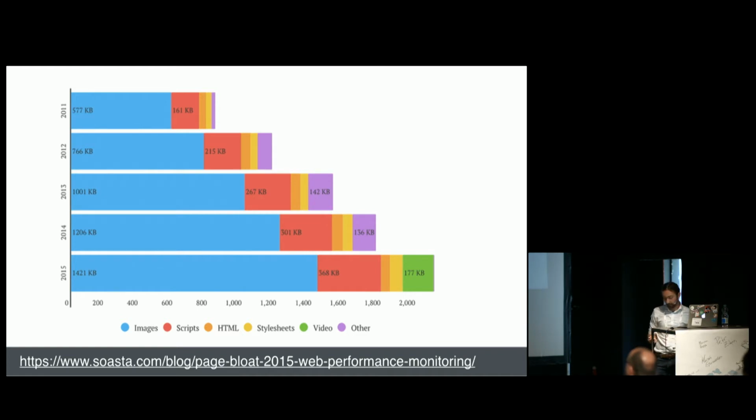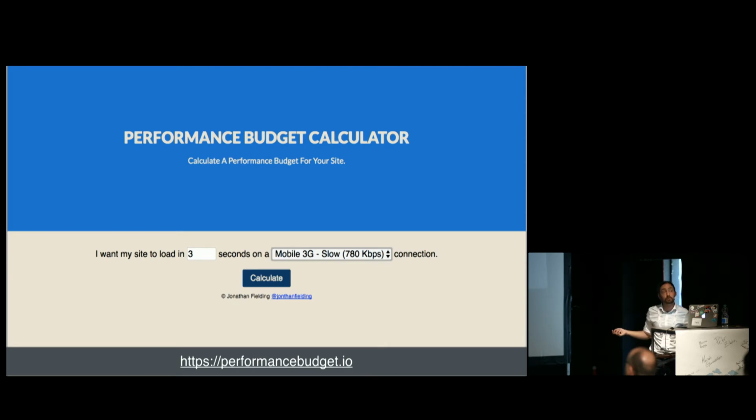So what can we do? The thing is, people have been trying to solve some of these problems. In the web performance community, people have started using things called performance budgets. So I want my site to load this fast on this connection. Then they'll tell you, well, you've got about maybe 800K to play with or something like that.